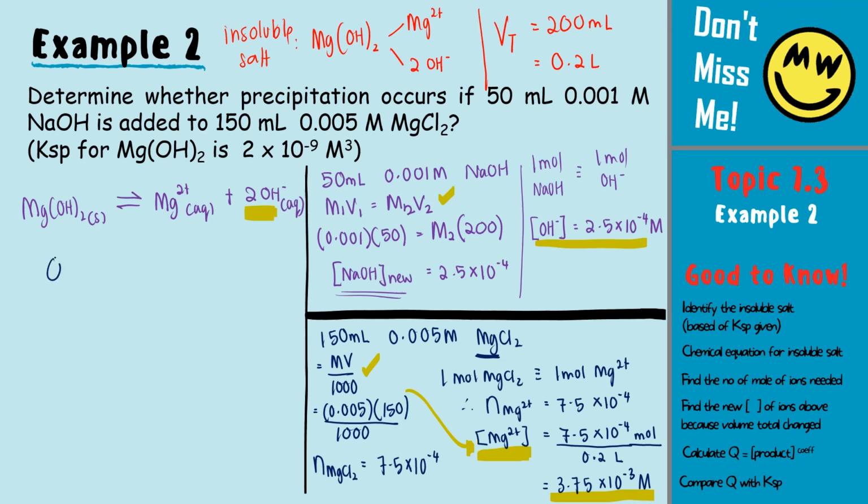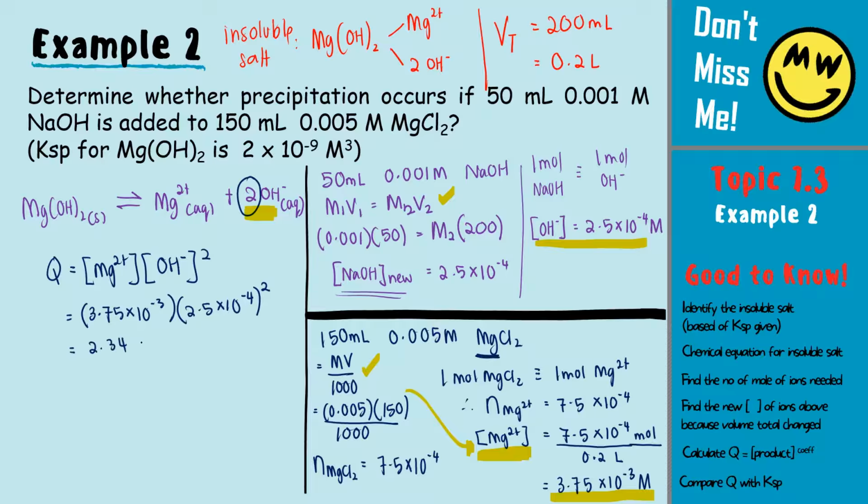Alright? Next, write the formula of your Q. Your Q equals to the concentration of your Mg2+. Multiply the concentration of OH minus to the power of 2 due to the coefficient of 2. So make sure you have the power of 2. Substitute in the concentration of Mg2+ that we calculated. 3.75 times 10 to the power of negative 3. Multiply with the OH minus 2.5 times 10 to the power of negative 4 to the power of 2. Okay? Press the calculator correctly. You realize that the Q calculated is 2.3438 times 10 to the power of negative 10.